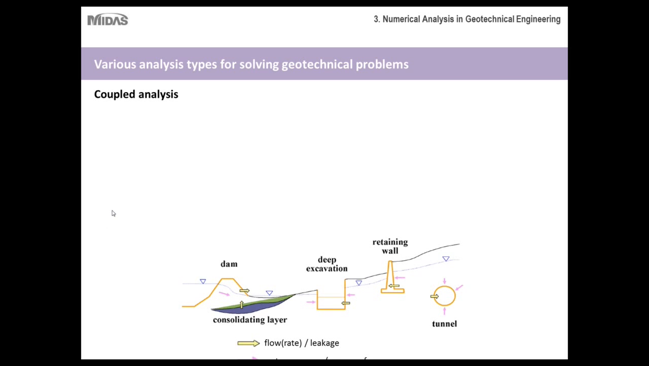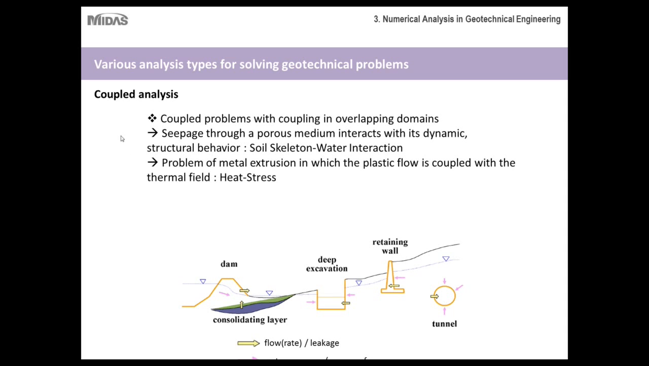Okay, so coupled analysis. Essentially, coupled analysis runs analyses that have overlapping domains. One of the examples is seepage through a porous medium with a dynamic or structural behavior. So let's take a look at this image here. Say for example you have a dam with a steady state water level. There's going to be seepage on the other side, so you need to run a seepage analysis to see how that would affect your dam.